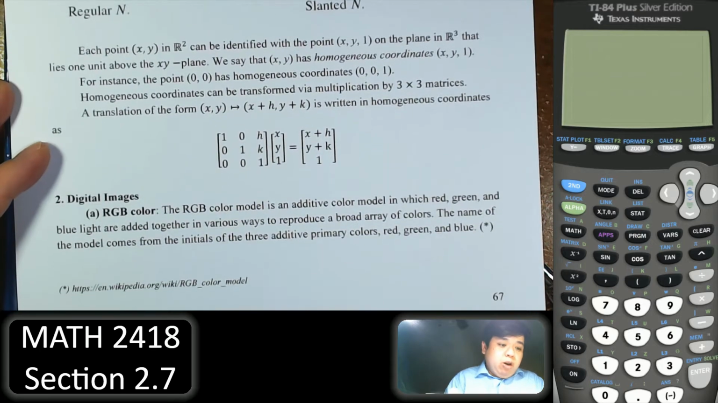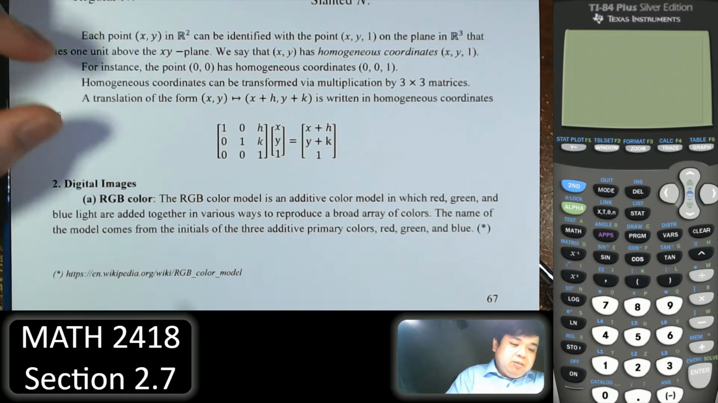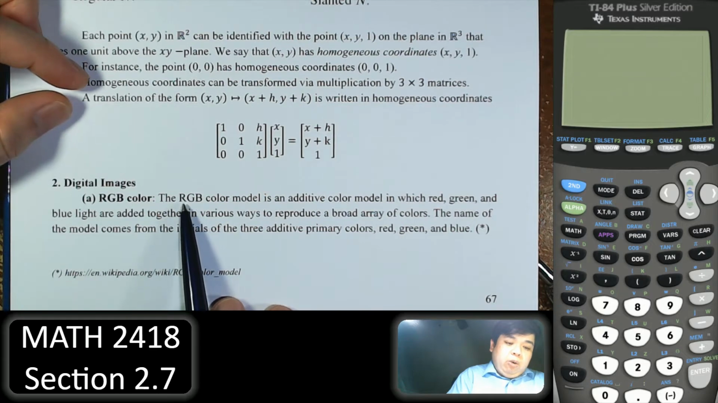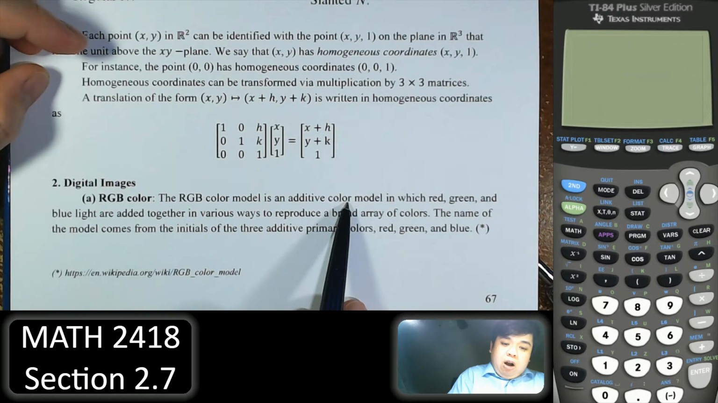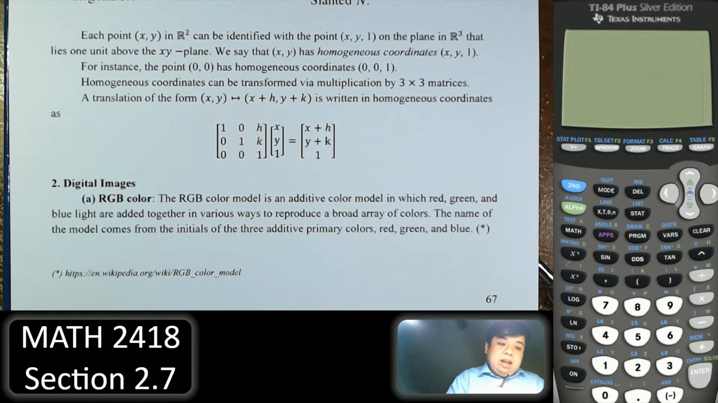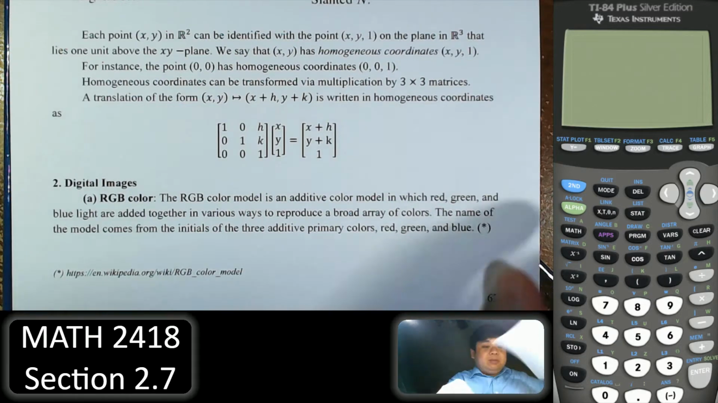Actually, I prefer to use another example in digital images. One of the basic types of image is RGB, which stands for red, green, and blue. The RGB color model is an additive color model in which red, green, and blue light blend together to give us some particular color. By the way, that definition I just copied from Wikipedia. Here's the link.